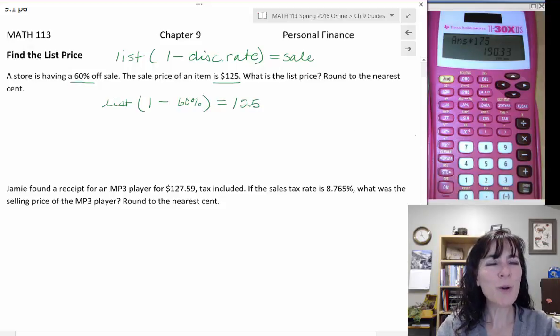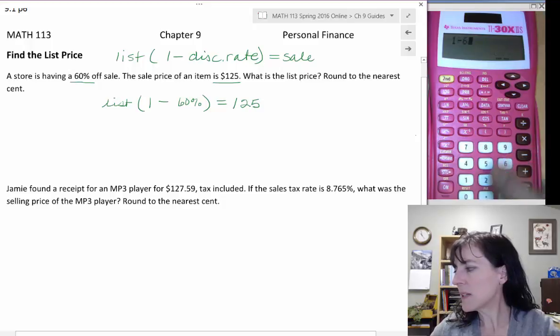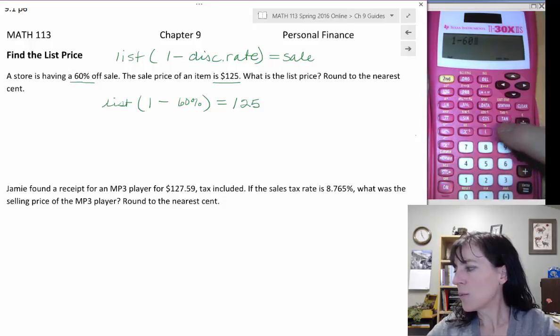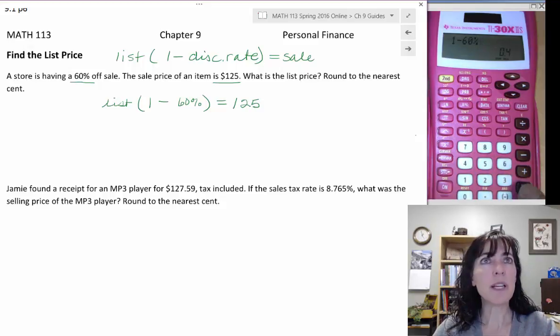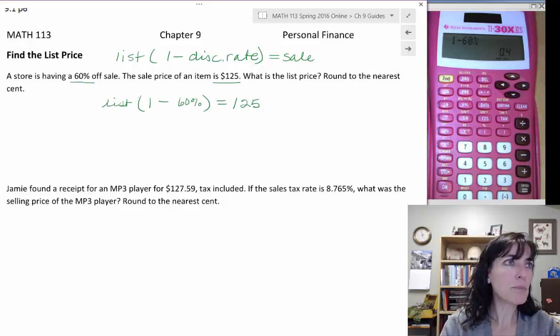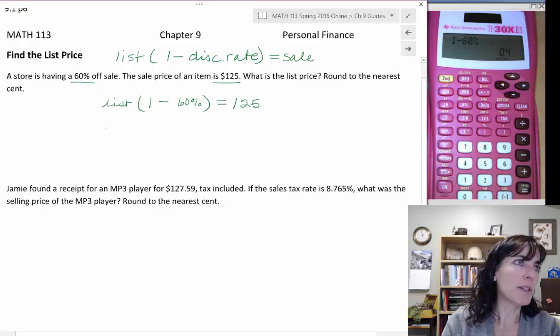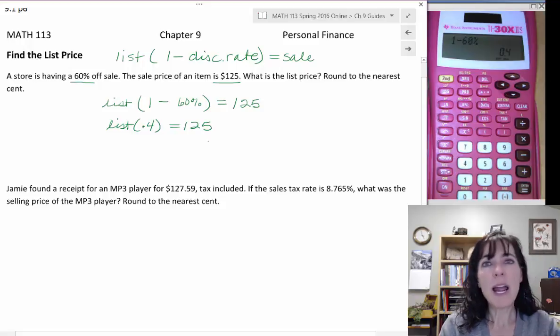All right, so we're going to see what we can do inside the parentheses. So I'll take 1 minus 60%, and remember you can just convert that 60% into a 0.6 and do 1 minus 0.6, perfectly fine. And then I'll do an equals, so I get 0.4. So I'll have list times 0.4 equals 125. And what I want is to know the list price by itself.